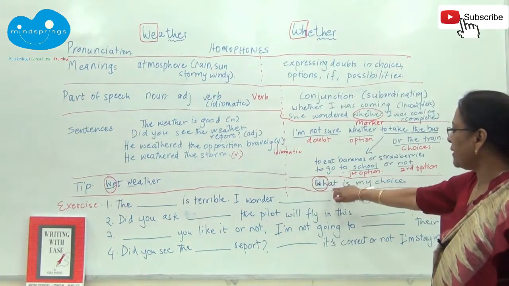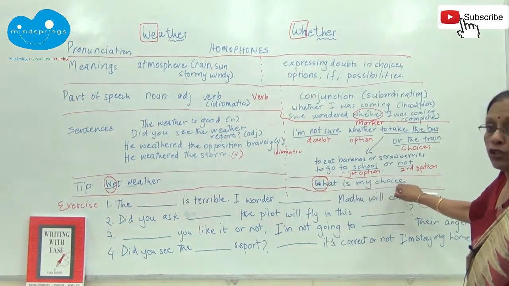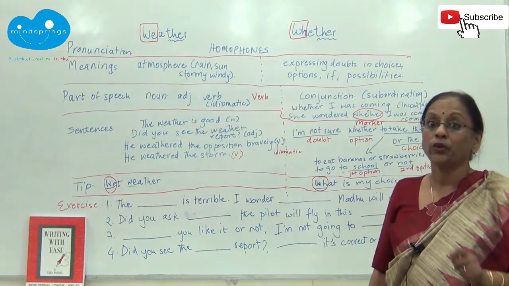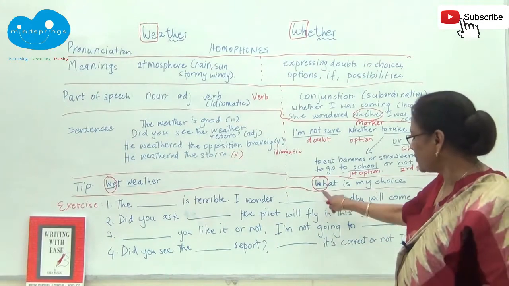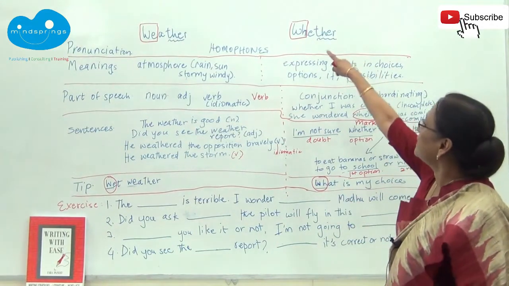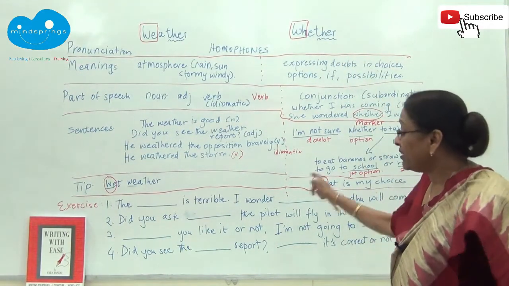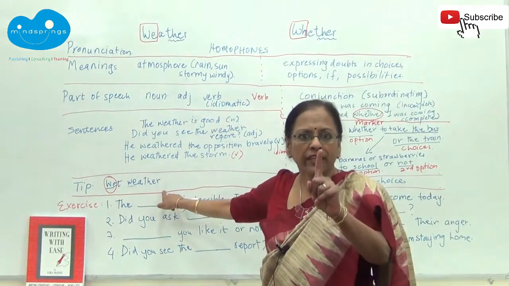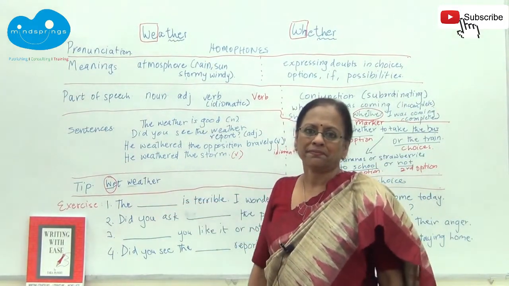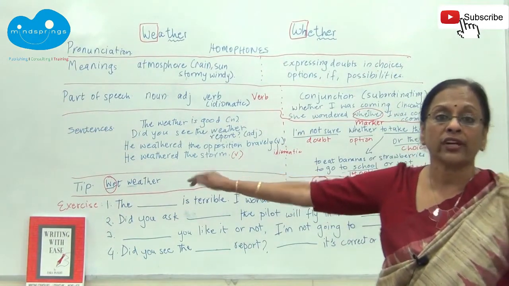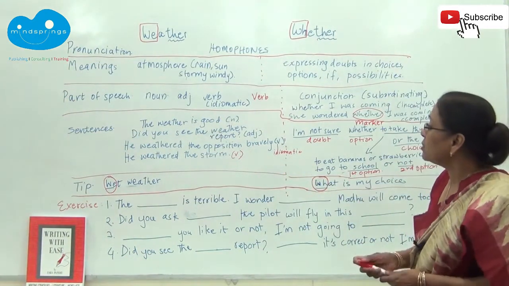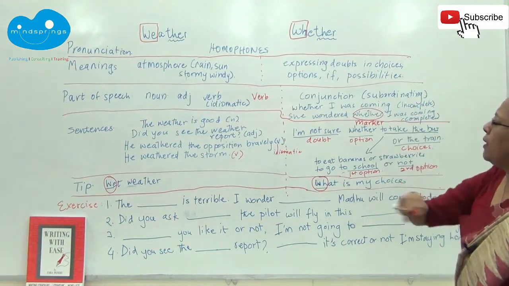So the tip for that is, what is my choice? I told you whether is about choice. So remember, what's my choice? WH. But even if you remember "wet weather," only one thing, you're good. Because you don't have to remember anything else. You'll know which one is right. So I hope this has been useful.